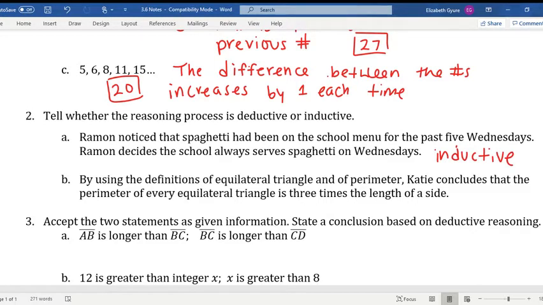Then for part B, by using the definitions of equilateral triangle and of perimeter, Katie concludes that the perimeter of every equilateral triangle is 3 times the length of a side. Well, this is based off of mathematical definitions, so that would have to be deductive.